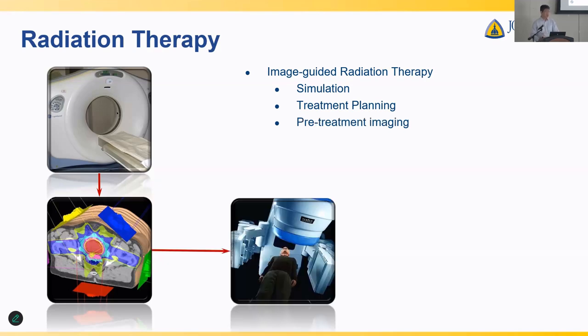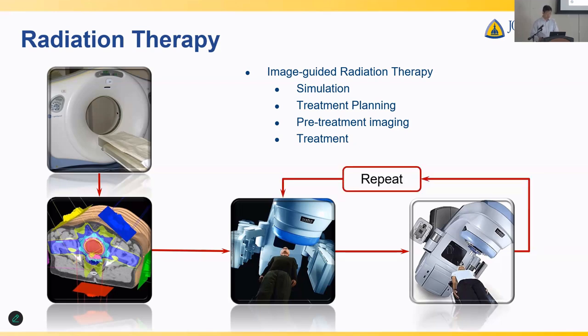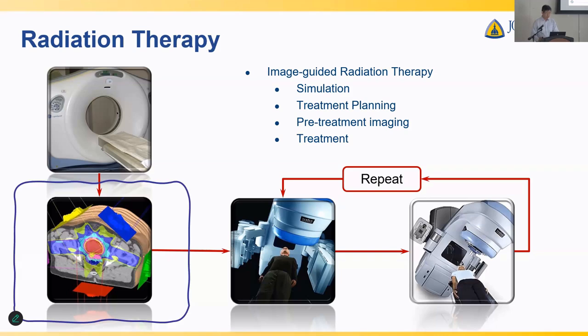Once we have the plan done, we call the patient back and put the patient on the table, and then do another imaging, typically CT and these days MRI as well, to image the position of the patient at the moment of treatment. Based on that, we adjust the patient position, and finally we can deliver the radiation as we planned. The radiation we deliver should precisely match what we planned in the second step. And this process may repeat. As I mentioned, I'm going to focus on the treatment planning step.